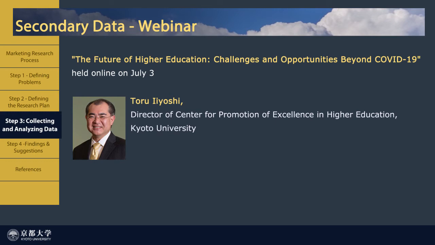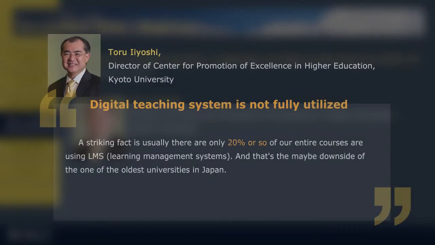Besides the survey we studied, to deepen our understanding of the challenges and responses by universities, on July the 3rd, all three members of our team attended an online seminar held by Yonsei University, where professors and faculties from Kyodai, Cornell, Michigan, and several other universities shared their insights on online education. In the seminar, Toru Yoshi-sensei from Kyoto University shared his worries. On the topic of online teaching systems, he said a striking fact is that only 20% or so of entire courses of Kyoto University are using LMS, Learning Management System, and that is probably the downside of being one of the oldest universities in Japan.